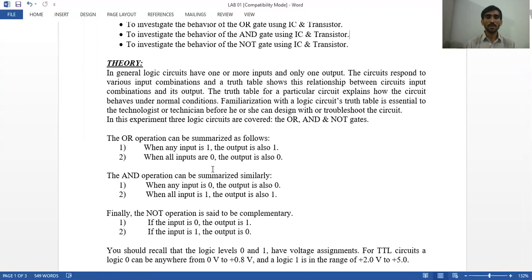Finally, the NOT operation is said to be the complement. If the input is 0, the output is 1. If the input is 1, the output is 0. I'm going to tell you about the sample IC configurations, truth tables, and Boolean expressions of AND, NOT, and OR gates.